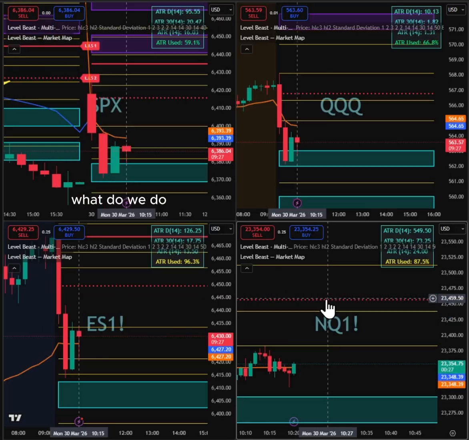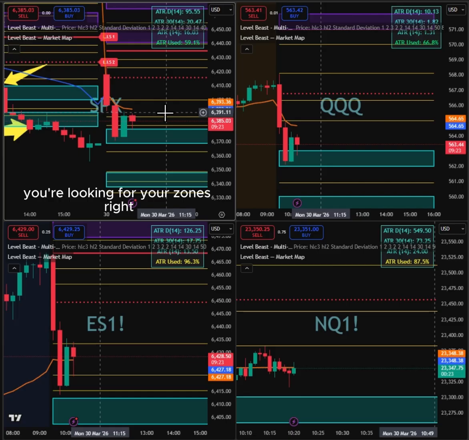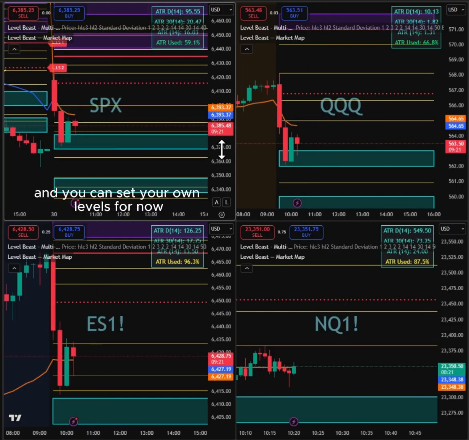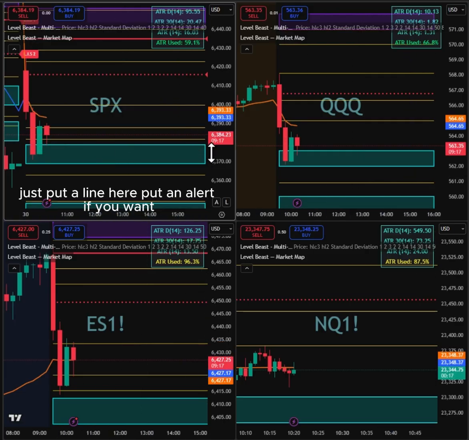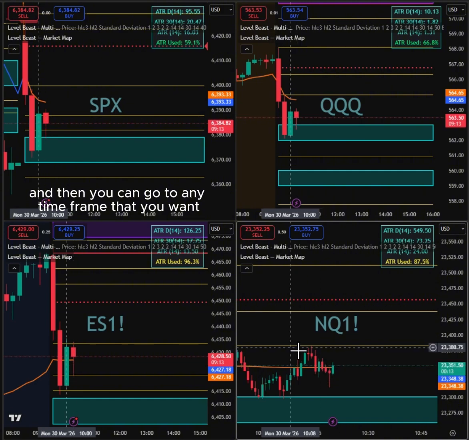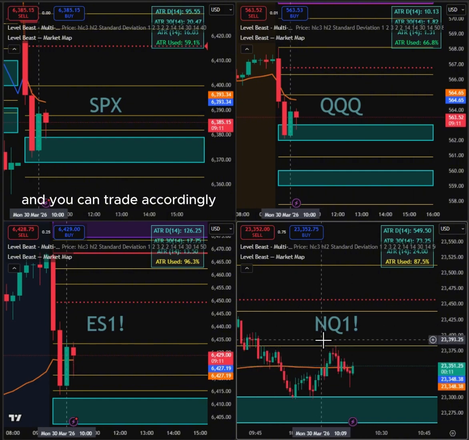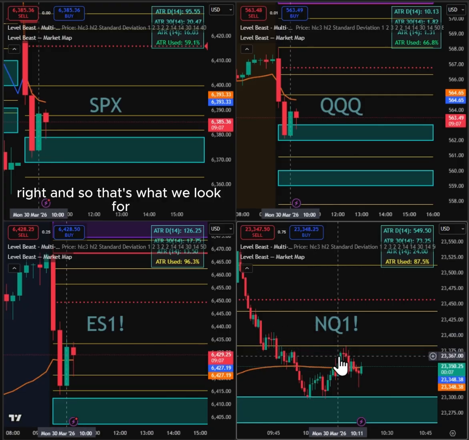So again, we're giving you a macro and micro view, and we're saying what we look for is confluence. What do you do? Well, you stack your charts just like this. You're looking for your zones, right? And you can set your own levels for now, or rather your own alerts for now, right? Just put a line here, put an alert if you want. Those will be coming in the future. And then you can go to any time frame that you want, and you can trade accordingly, all right? And so that's what we look for.